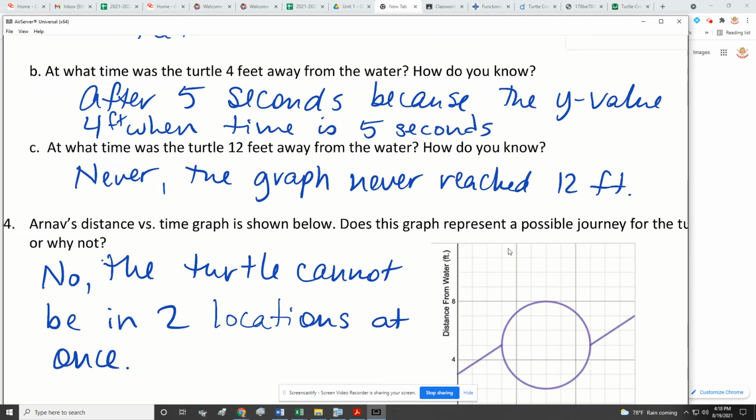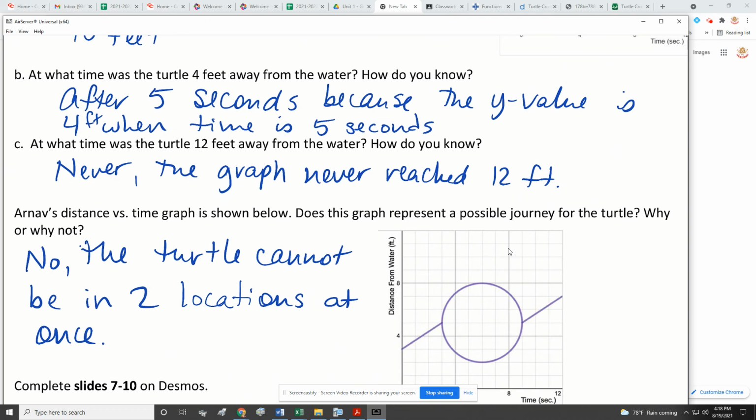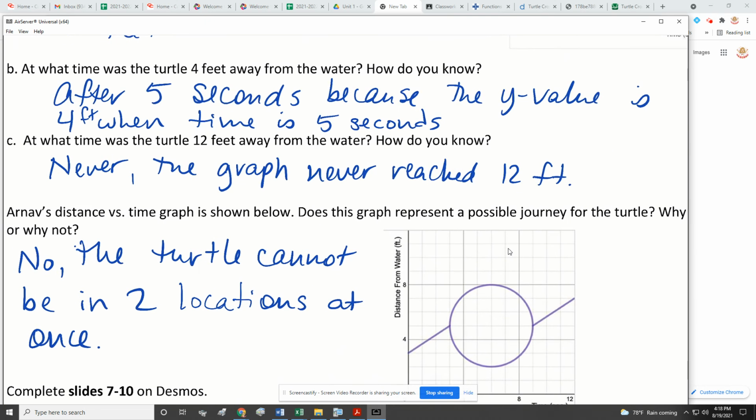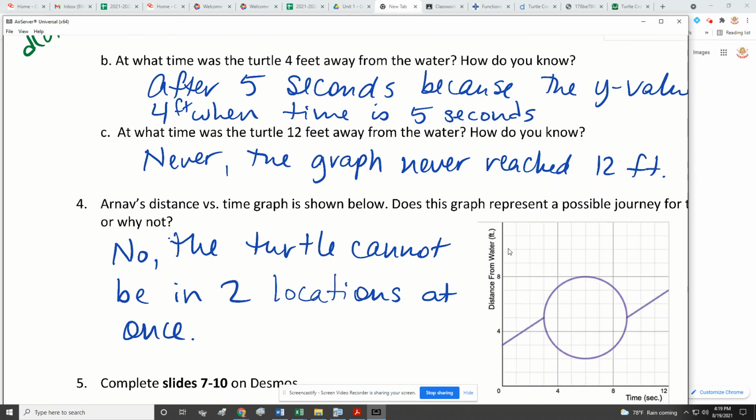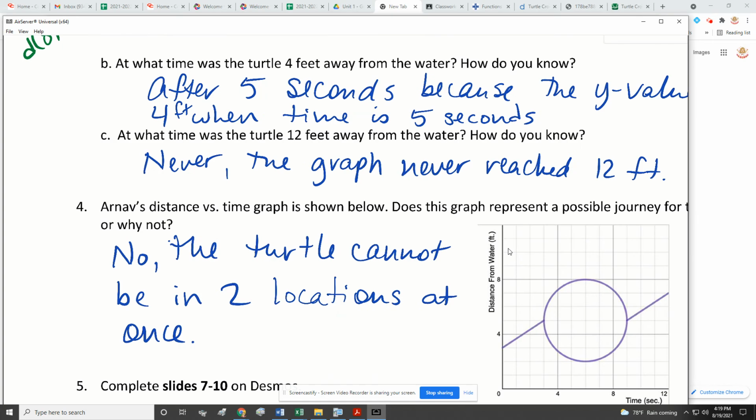All right, and then we know that after 5 seconds, the turtle is 4 feet away from the water because that's the y value at 5 seconds. So to write that with function notation, we would say d of t is 4 when t is 5.